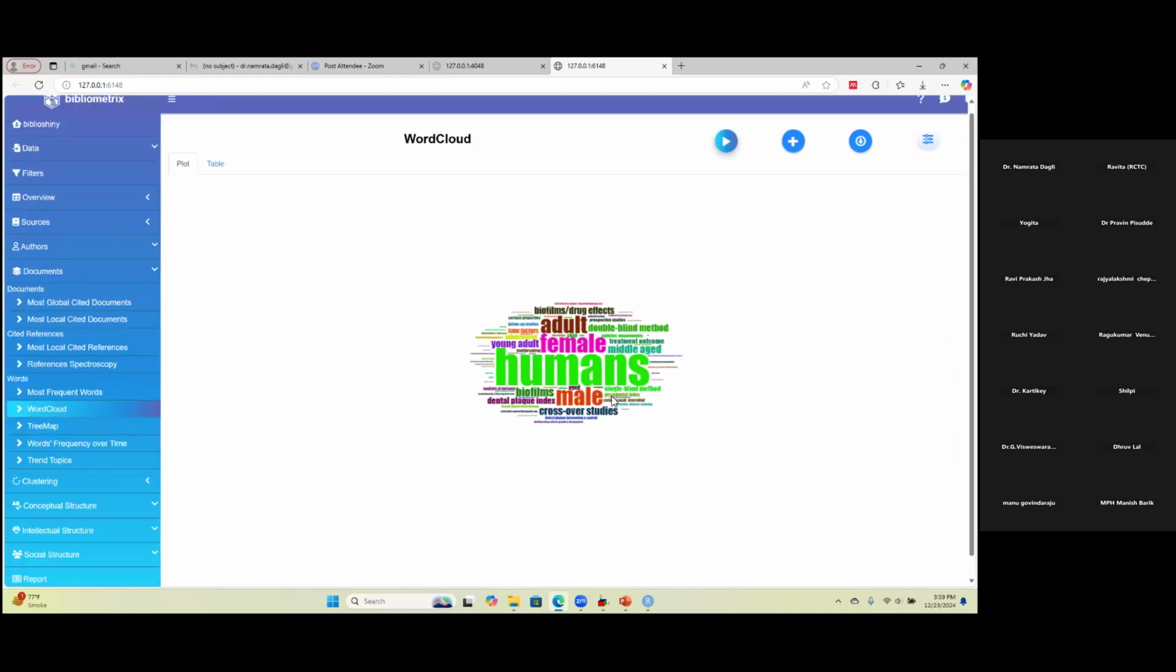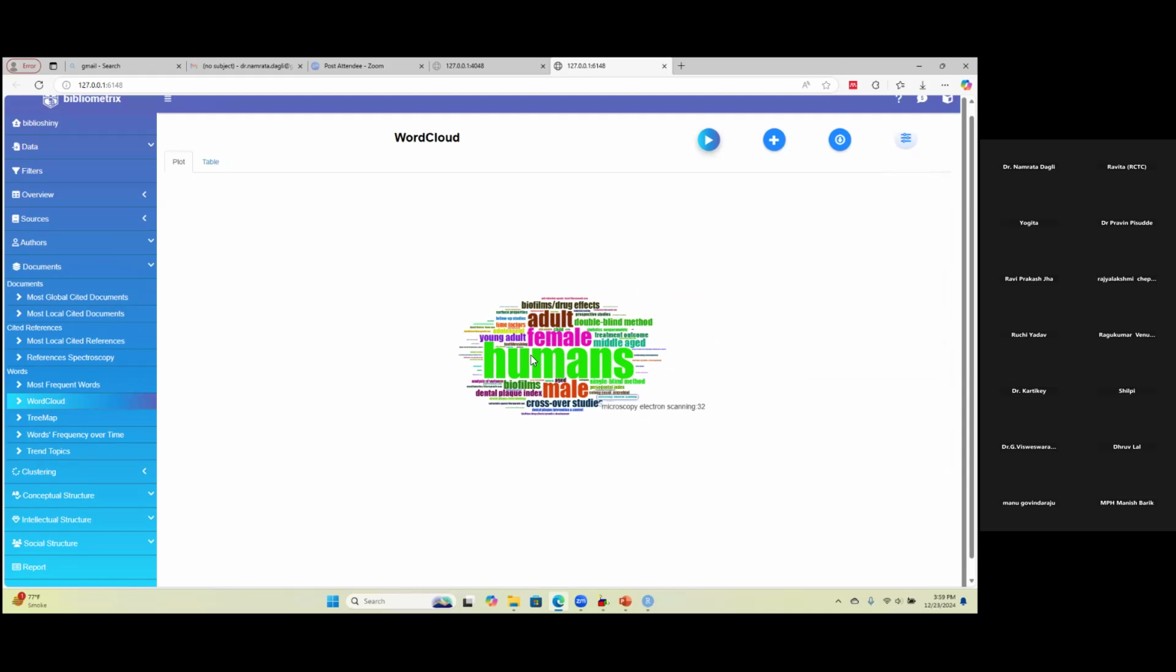If you see in this graph, the more highlighted words are humans, adult, female, and male. These terms are not very important for our results section, so we might consider removing them so that we can see other terms more clearly. This is just showing demographic data. If we want to see the research themes, then if we exclude them, we'll be able to see more subject-related terms.